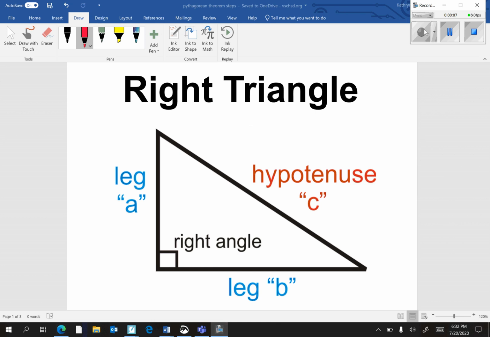Notice the diagram, we have a right triangle. Here's our right angle, represented by a box, and across from our right angle is what we call the hypotenuse, which we label as C. The hypotenuse is the longest side of the triangle, and it's located across from the right angle. Then you have your legs A and B, which are the other two sides.